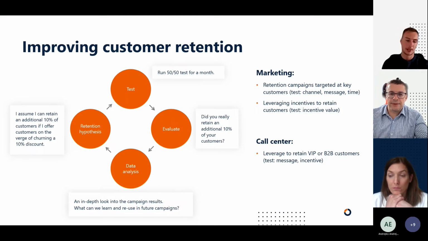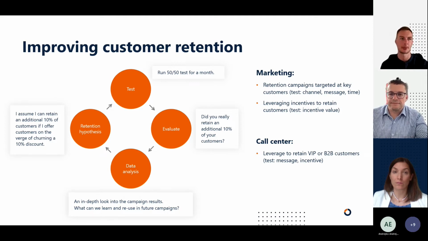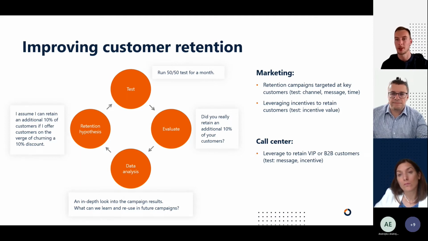Do we send it after some specific trigger that we know triggers the customers to leave the company, or without any time restrictions? The next thing that we can try is the leveraging of incentives. So that would be that 10% discount. We can try without or with and see if there's any additional value. We can also play with the incentive value so that we don't spend too much money on the retention. If we are running a B2B business, or if we have some VIP customers, we can also leverage the call center, and we can try to retain those customers through this channel, as it might be more personal.